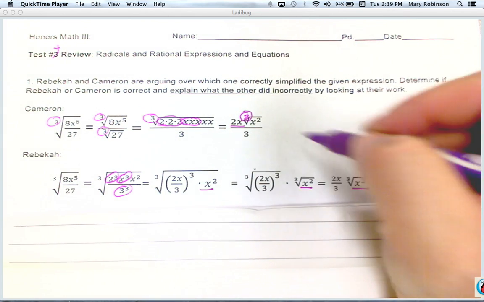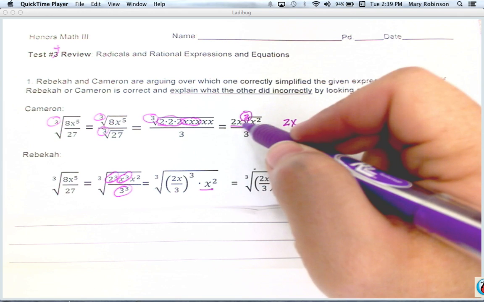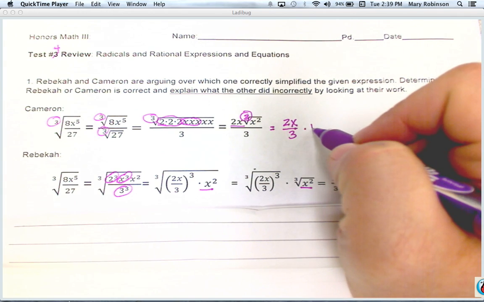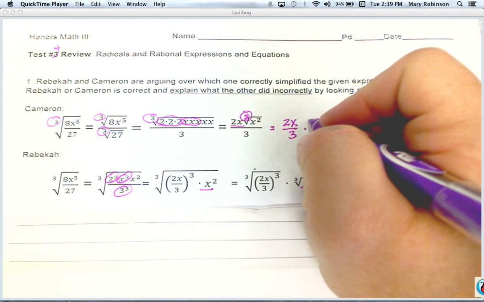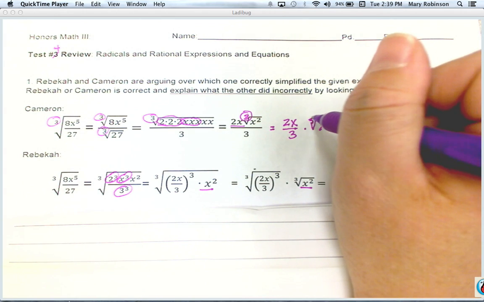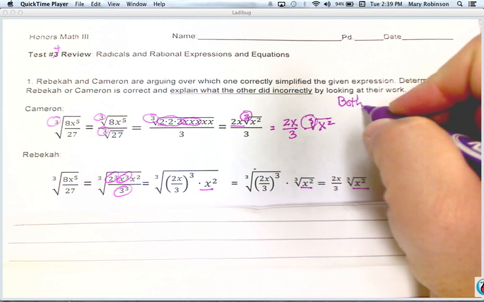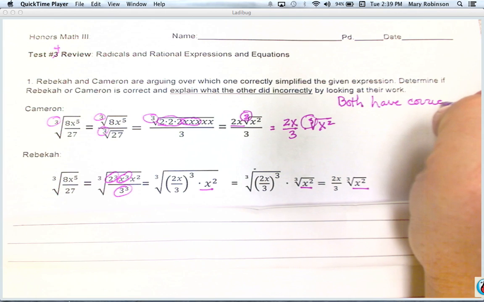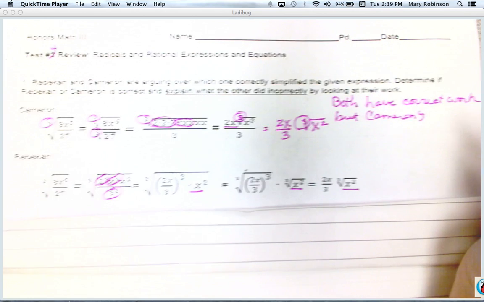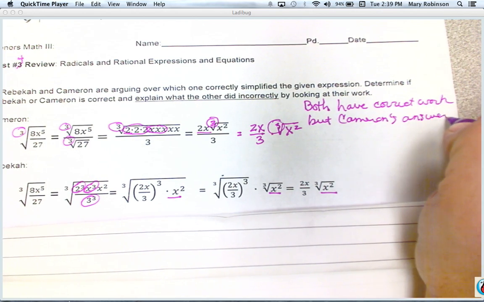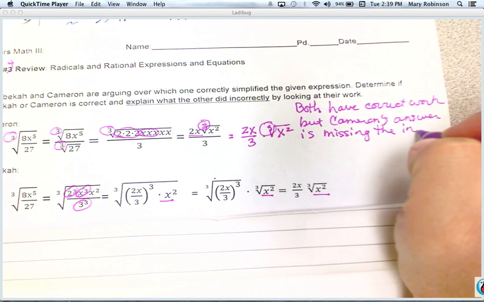If you compare their answers and see how they're alike or different, they're pretty much the same. It's just that instead of the 2x over 3 being separated, she's got them all together as the numerator. It looks like the only thing Cameron here is missing is the cube. So I would state that both have correct work, but Cameron's answer is missing the index.